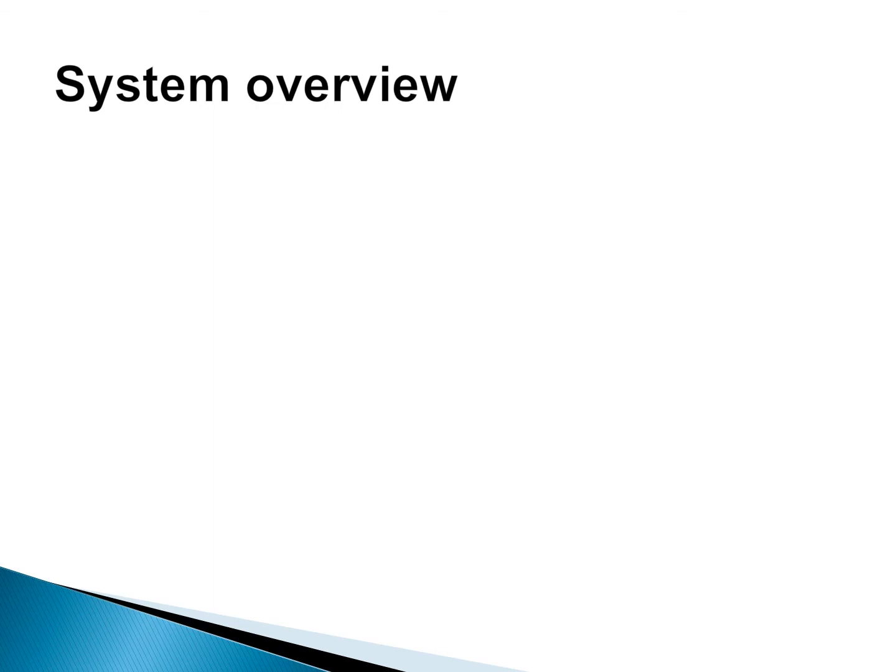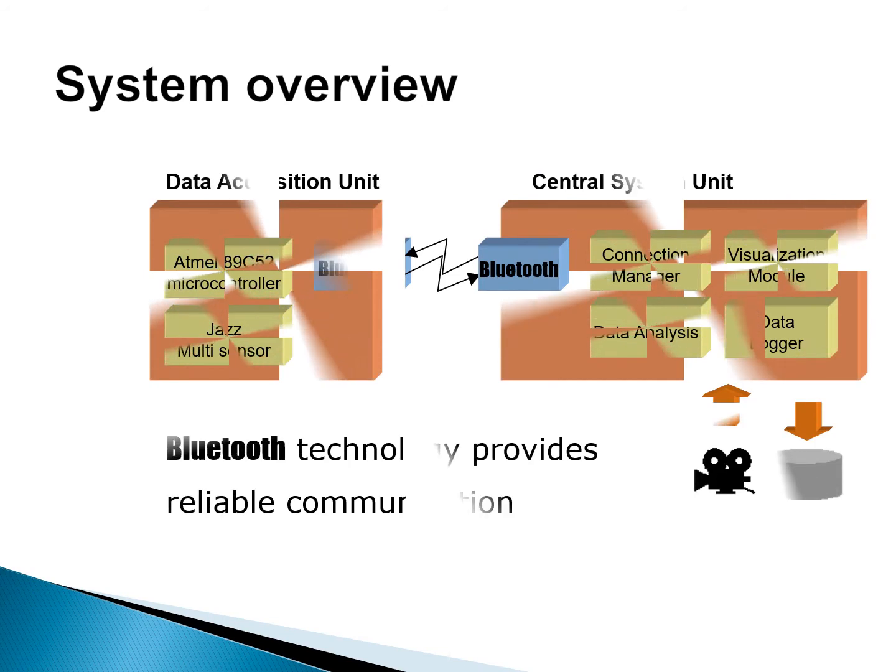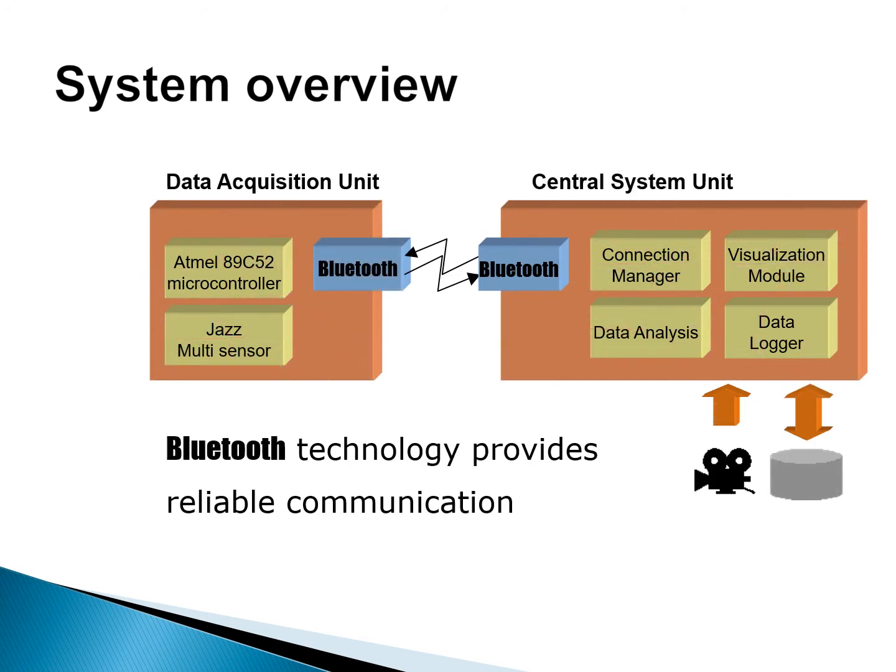Now we are going to see the system overview. This is the system overview of the Blue Eye technology. It consists of a data acquisition unit and a central system unit. In the data acquisition unit, there is an ATmega 8952 microcontroller and a JAS sensor. And in the central system unit, there are the connection manager, visualization module, data analysis, data logger, etc. Both units are connected by Bluetooth. Bluetooth technology provides reliable communication between both units.